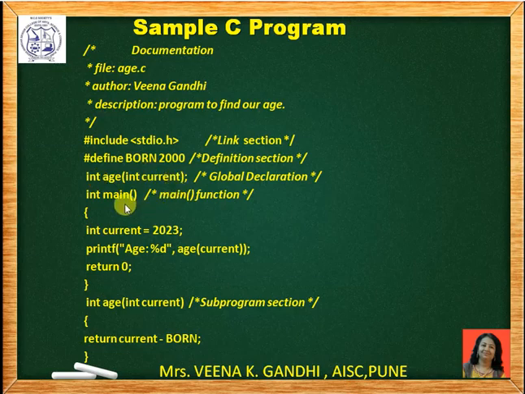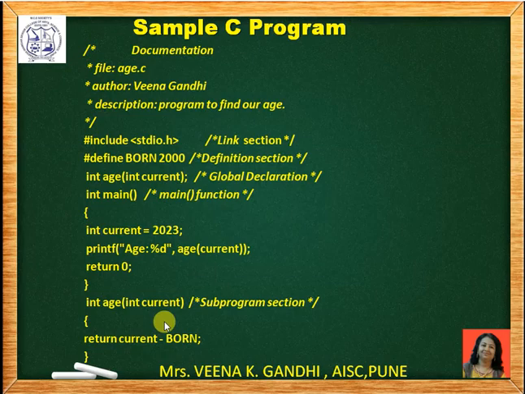Next part is every C program contains a main function. Here the main function contains a declaration part and an executable part. In the declaration part we declare the variables, and the execution part contains statements. Here the printf statement prints the age, and it calls the user defined function age. When this function is called, control is transferred from the main function to the user defined function, that is the subprogram section.